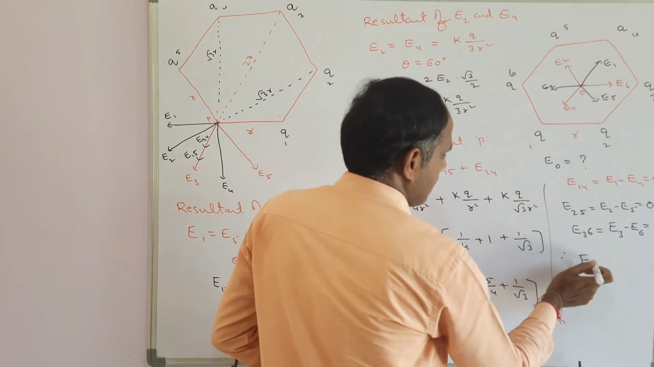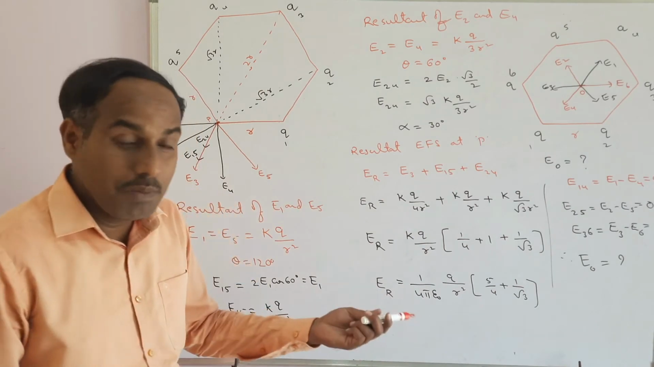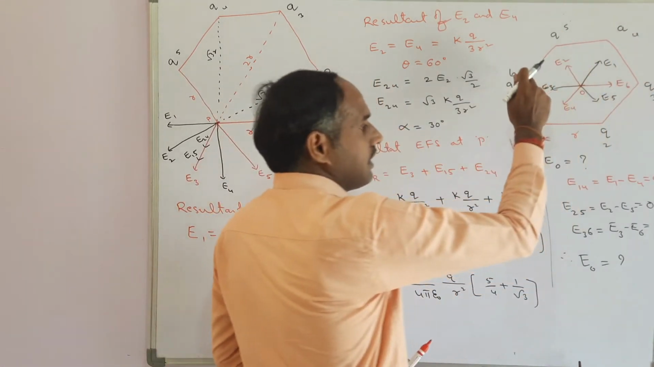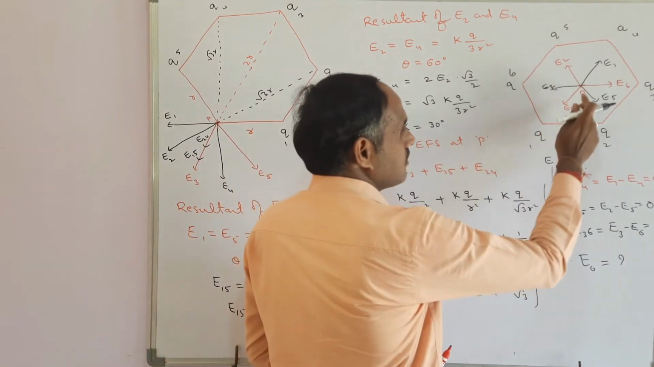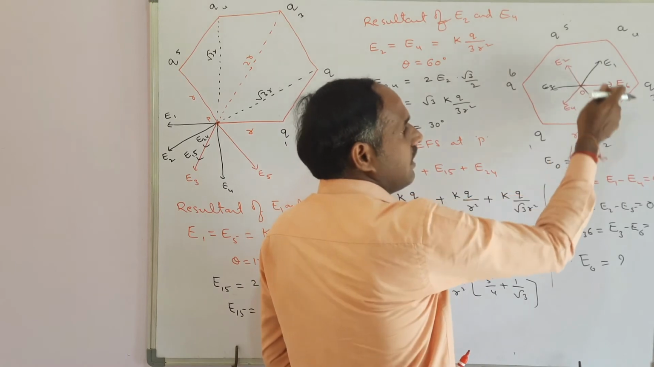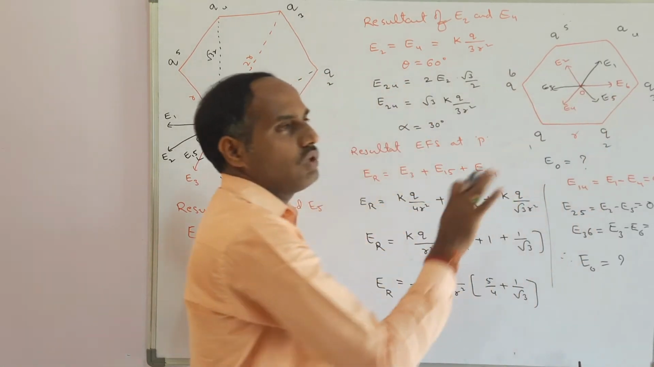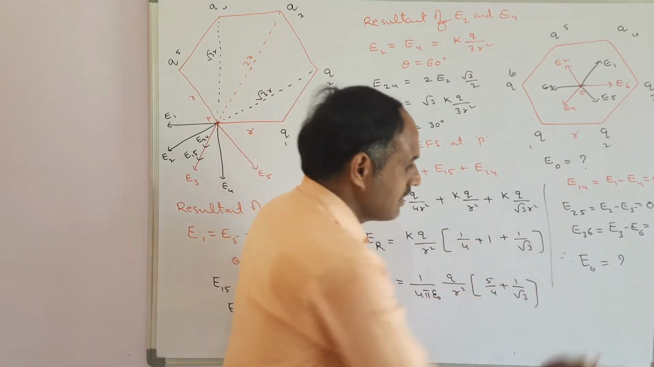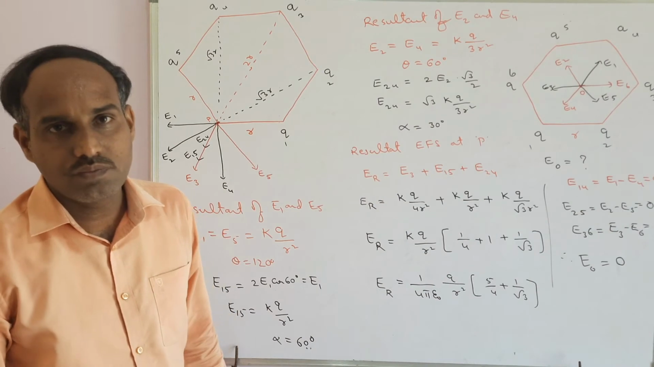Therefore, the net electric field strength at the center of a regular polygon is zero, whether you place all positively charged particles or all negatively charged particles. The difference is, when you take negatively charged particles, what was E1 becomes E4, E5 becomes E2, and E6 becomes E3. That is the only difference, but the resultant is the same here, zero, right?